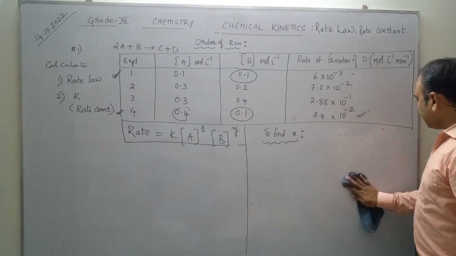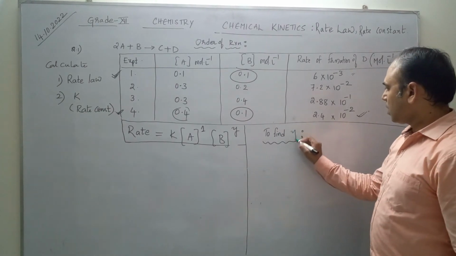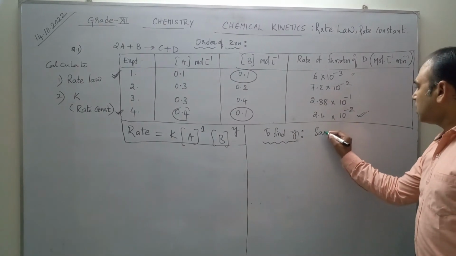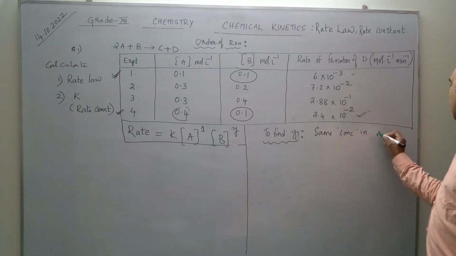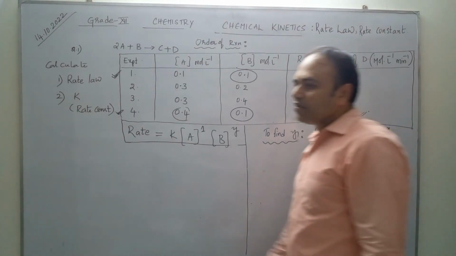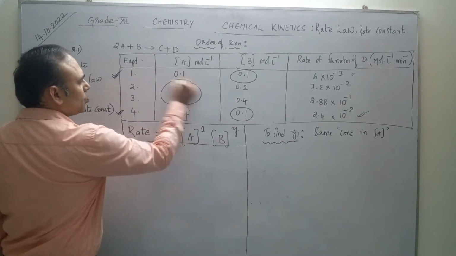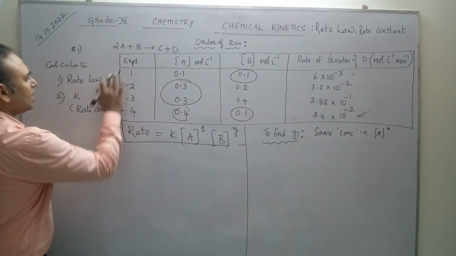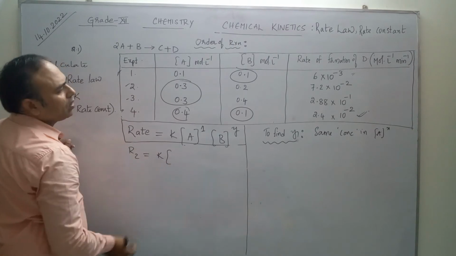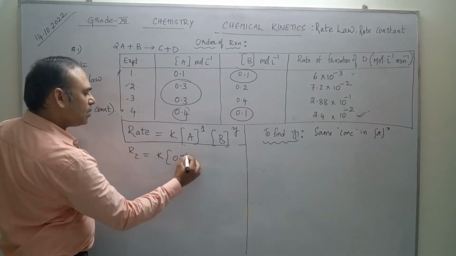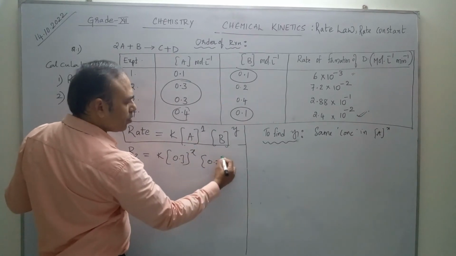If you are calculating X, you took same values of Y. Now to find Y, we can take the same concentration in A to the power of X. So same values of X we can take. So what are those same values here? These two, so 2 and 3. Let us write like this. R2 is equal to K into, so here what is A? 0.3 to the power of X into what is B here? 0.2 to the power of Y.